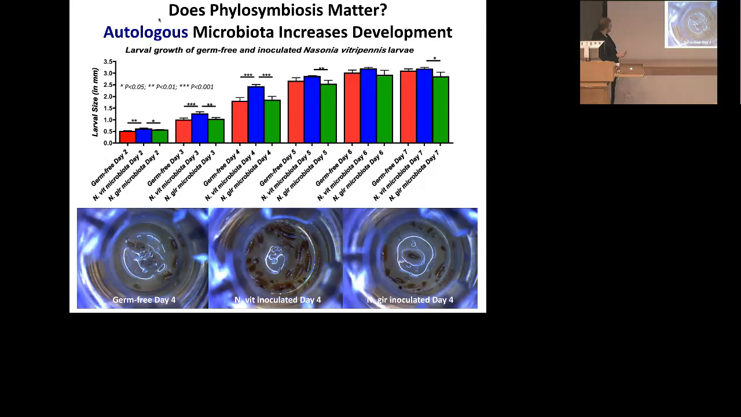So at day four, where we are here, Nasonia vitripennis with its resident microbiota grows bigger than either the germ-frees or the heterologous microbiota from Nasonia giraltii.